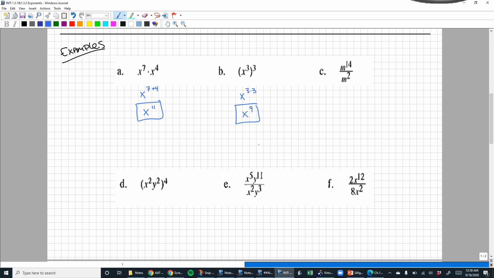Here we have the same base, m. So that's going to be m to the power of 14 minus 2. So that's m to the power of 12 as we simplify it.